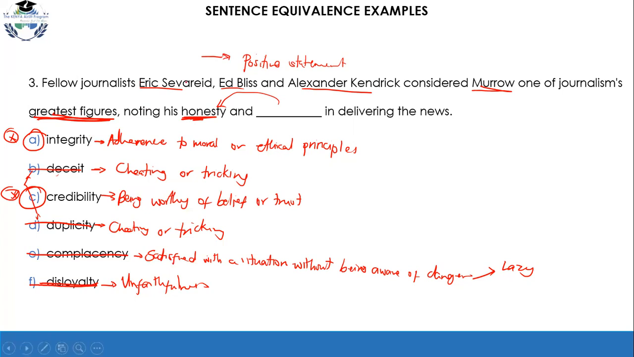So understand the sentence and then what it means. Fellow journalists Eric Sevareid, Ed Bliss, and Alexander Kendrick considered Morrow to be one of journalists' greatest figures, noting his honesty and integrity in delivering the news. That makes sense. That is correct. And then the second one is: fellow journalists Eric Sevareid, Ed Bliss, and Alexander Kendrick considered Morrow one of journalism's greatest figures, noting his honesty and credibility in delivering the news. That is also correct. So A and C would make sense for this answer.